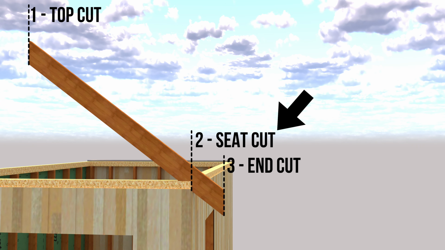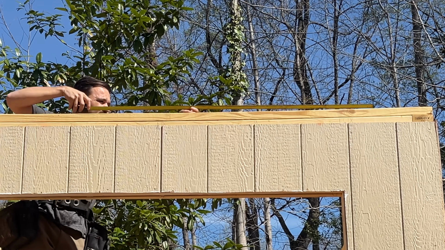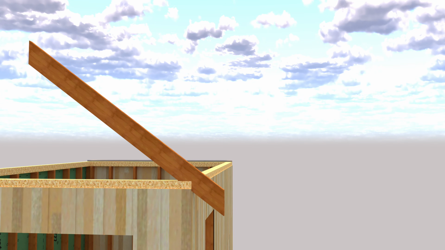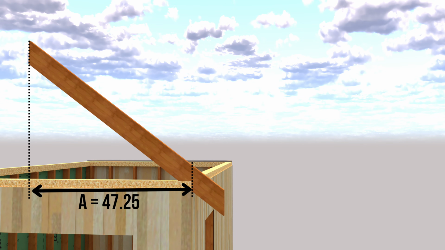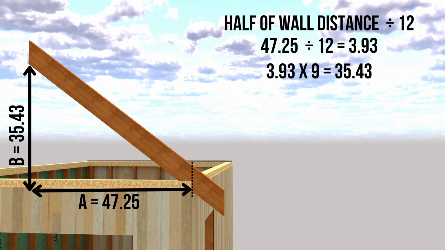Next is the seat cut. To find the seat cut, I measure across the entire wall where the rafter will sit. I then divide that by 2 because we only need half the distance for the first rafter. And in this case, we have a distance of 47.25 inches. I take the 47 inches and I divide it by 12. And that's 12 from the 9/12 pitch that I need. I end up with 3.93. I take that 3.93 and I multiply by 9 to get my rise distance.